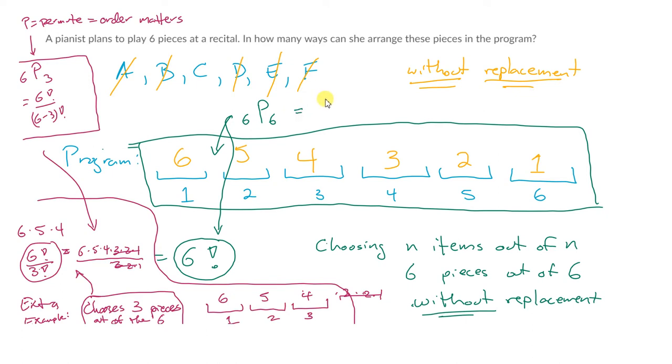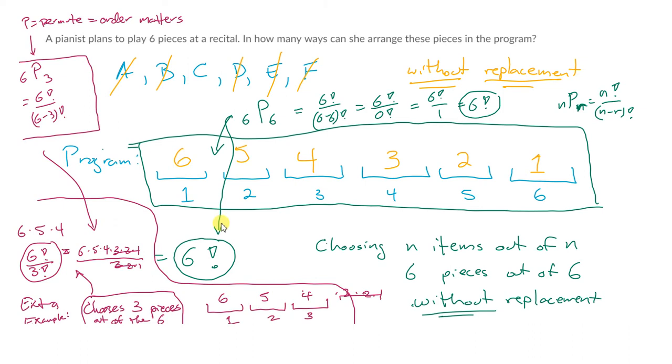Remember, the formula for nPr, if you look it up in the formula sheet, is n factorial over n minus r factorial. So 6P6 would be 6 factorial over 6 minus 6 factorial, which is 6 factorial over 0 factorial, and 0 factorial is defined to be 1. So it's just 6 factorial over 1, which is just 6 factorial. So you get the correct answer.